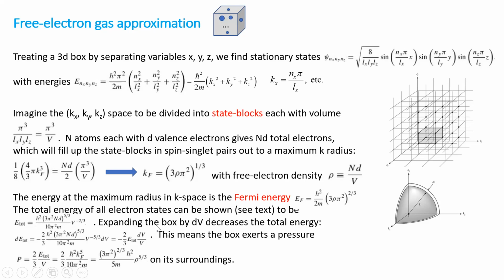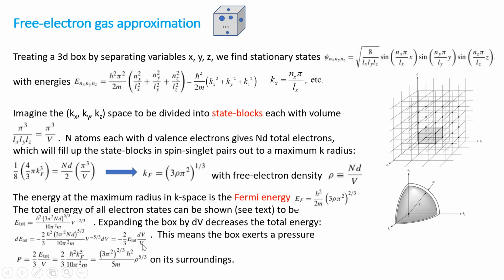So what we're interested in is if we expand the box that our solid is in by dV, if we try to expand it a bit, that's actually going to decrease the total energy. Because if we take the derivative of this with respect to V, we get minus 2/3 V to the minus 5/3. So we get minus 2/3 times all this times V to the minus 5/3 dV is dE total. There's a minus sign here though. So that can be rewritten as minus 2/3 E total, which is all this times V to the minus 2/3 over V to make this V to the minus 5/3. So we get this expression here. dE total is minus 2/3 E total dV over V.